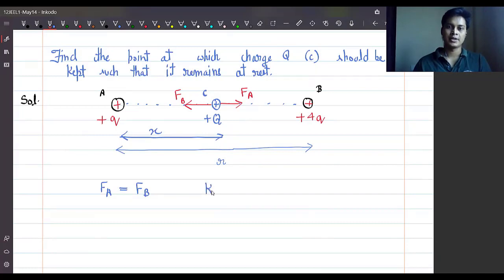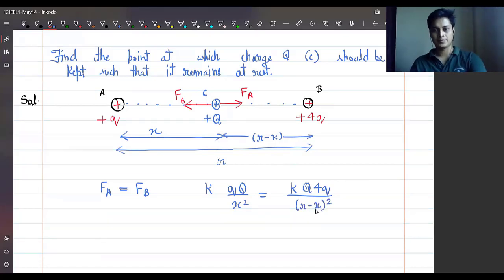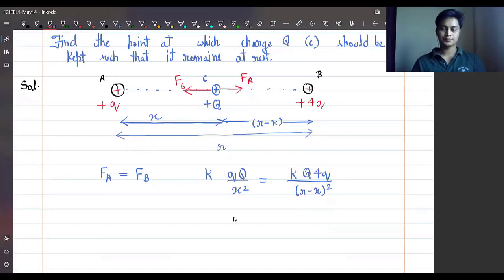Force on A can be written as K Q upon x squared, and force on B can be written as K capital Q into 4Q divided by, if this is x, this total is R, then this will be R minus x. So KQ into 4Q over R minus x squared. I need to solve this equation. Let us see if we can solve this to find the value of x in terms of R.